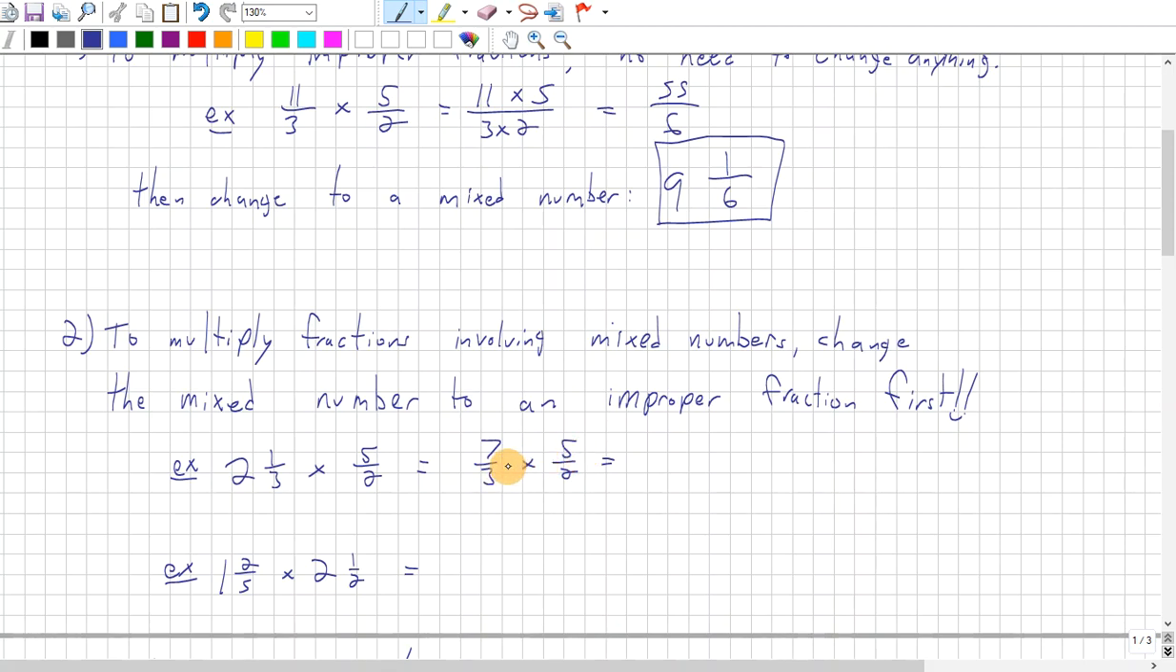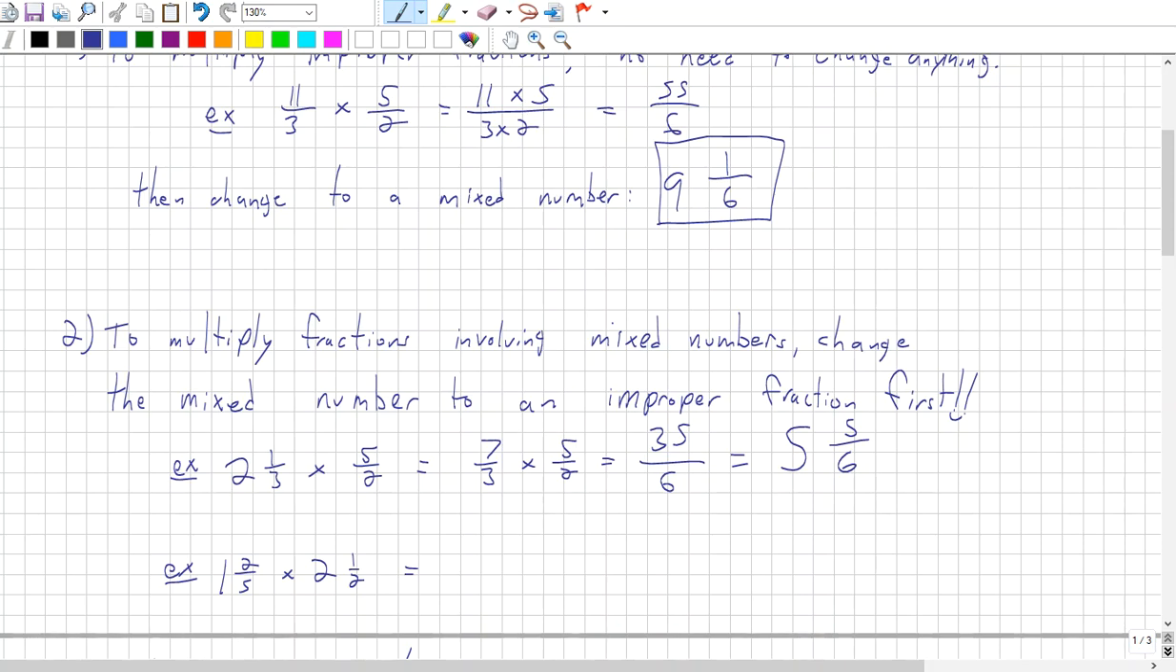And then I multiply the numerators together, so 7 times 5 is 35, over 3 times 2, which is 6. And then typically I would then convert that back into a mixed number. So 6 goes into 35 5 times, because 5 times 6 is 30. So I get 5 and 5 out of 6 remaining. I'm left with 5. So 5 and 5 over 6.